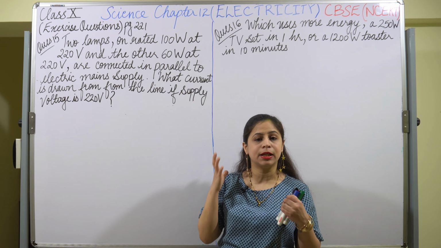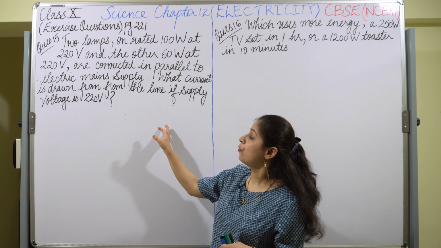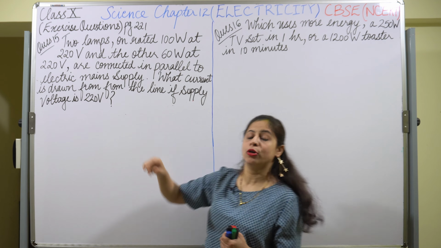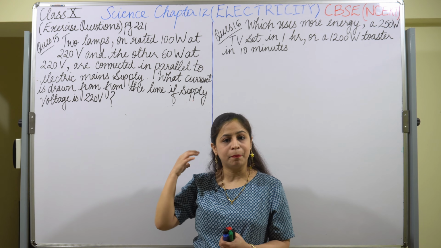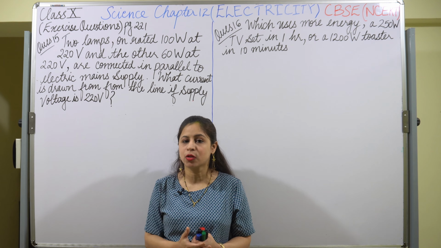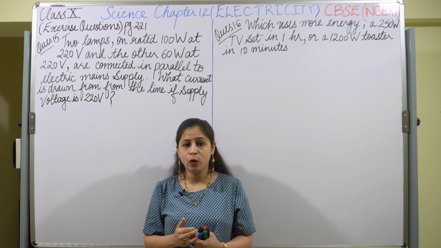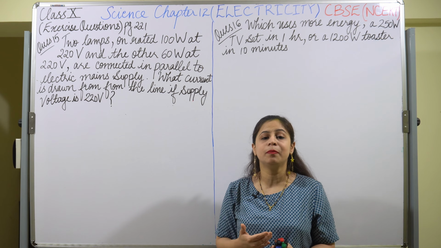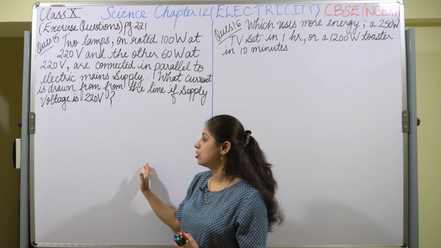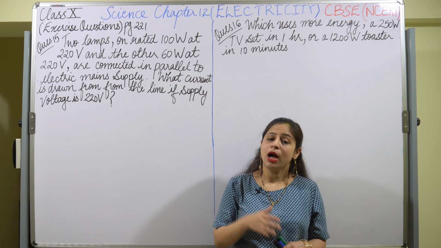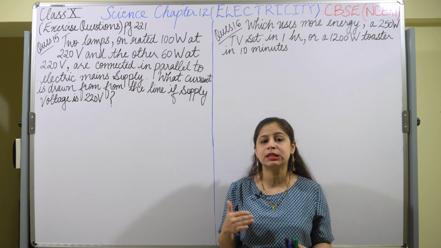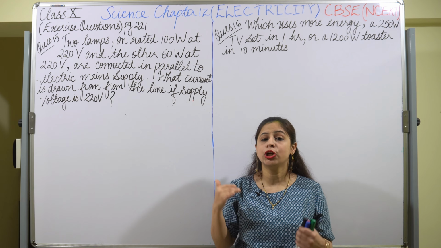So both the lamps are connected in parallel and we need to find out the current which is drawn from the supply voltage. In parallel circuits, the voltage remains constant but the current gets divided. So for both the lamps, the currents I1 and I2 will be different. We will find the currents for both lamps individually and then add them to get the total current. So let us start with the question.